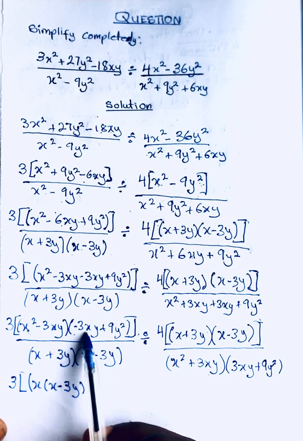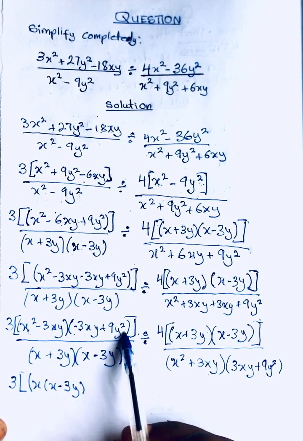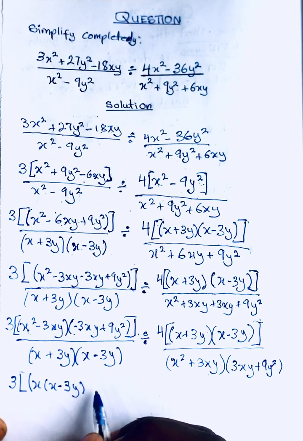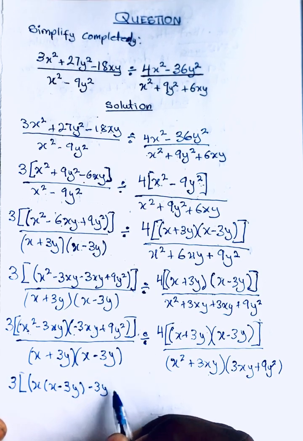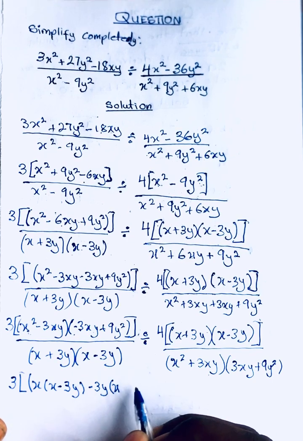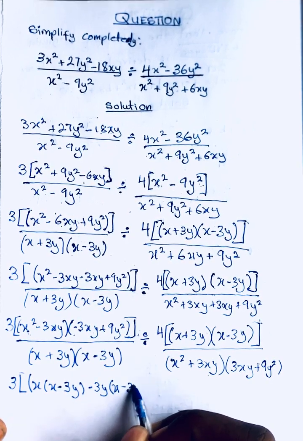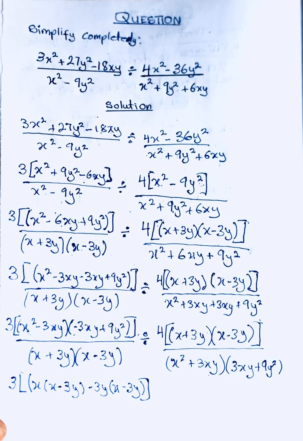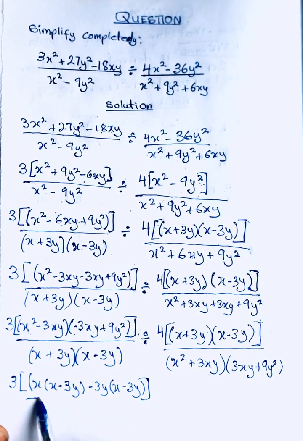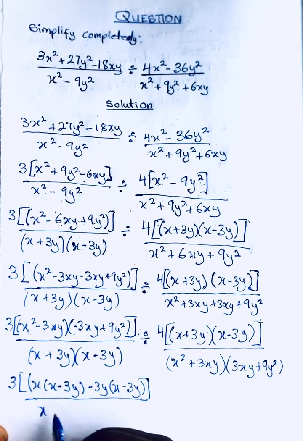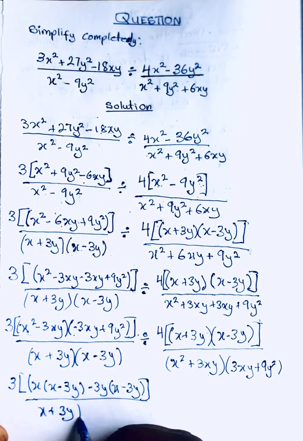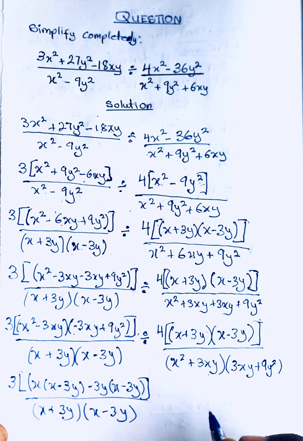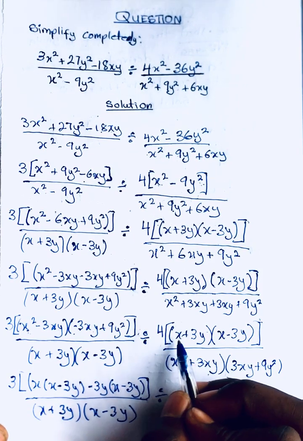Then let's come to the second aspect, negative. Here we have 3y in common, so let's take negative 3y, then we bring x minus what? 3y. All over what? x plus 3y, x minus what? 3y, divided by 4.